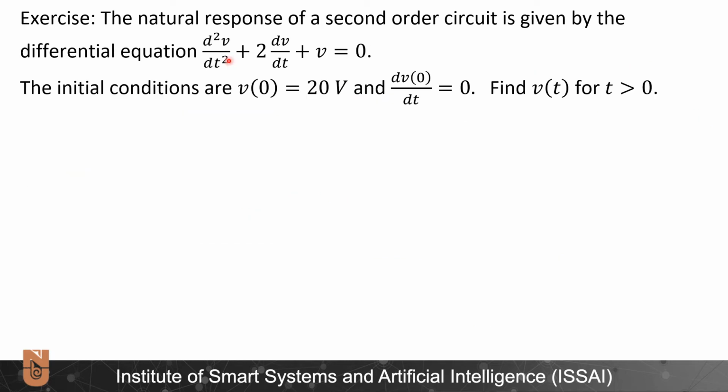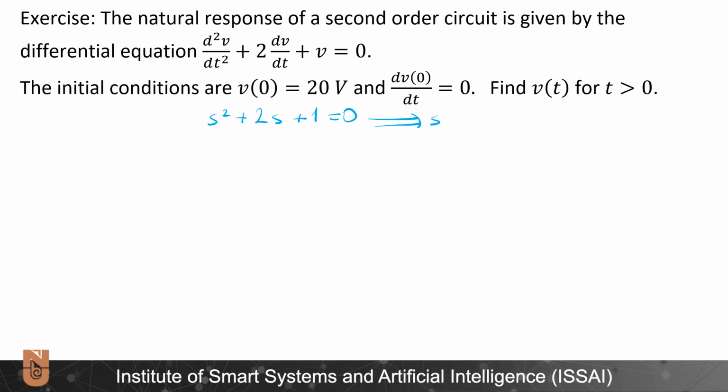Alright, the natural response of a second order circuit is given by this differential equation, and obviously this is the complete response of this circuit, because we don't have an input to the circuit, so this right hand side is equal to 0. We are being provided with two initial conditions. V0 is equal to 20 volts and dV0 over dt is equal to 0 volts, and we need to find Vt. The first thing I will do in order to solve this question is to write the characteristic equation, which will be s squared plus 2s plus 1 is equal to 0.